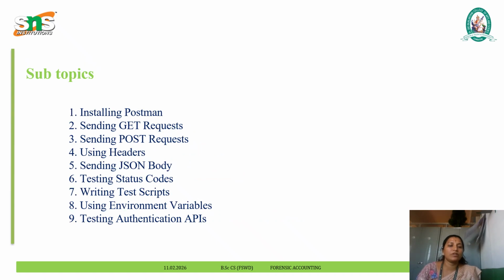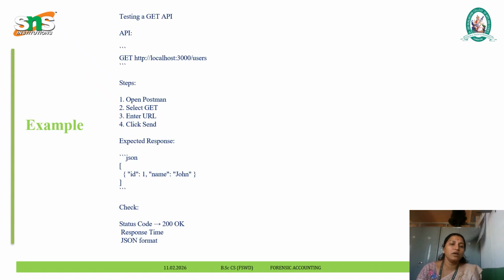Okay. And the subtopics: first thing, we want to install Postman. Second, sending the GET request. Third, sending the POST request using headers and sending a JSON body. Then testing the status codes, how each has been sent and what problems have been handled. Then writing the test scripts and how the testing process moves along using environment variables, and testing authentication APIs using the environment variables. So testing authentication APIs will be proper, and it comes under Postman.